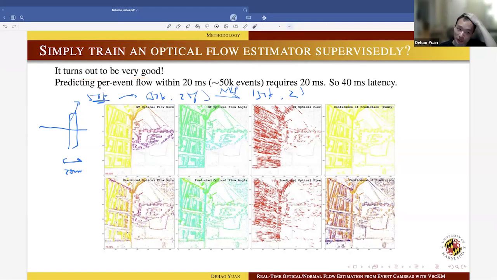We can predict the per-event optical flow or normal flow within 20 milliseconds. So if you want to predict the flow within 20 milliseconds, it only costs you 20 milliseconds. So it is real time, and it only has 40 milliseconds latency, because you need to collect events for 20 milliseconds and then spend 20 milliseconds to compute the flow. And it turns out that the result is very good. So I will show you a video.